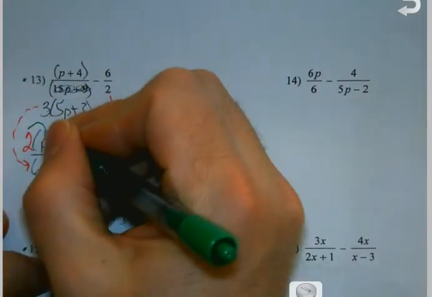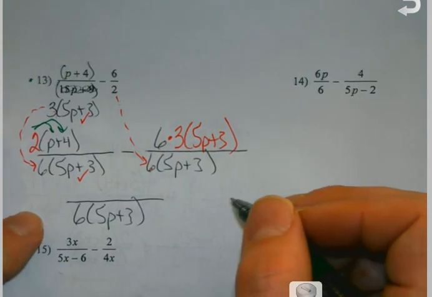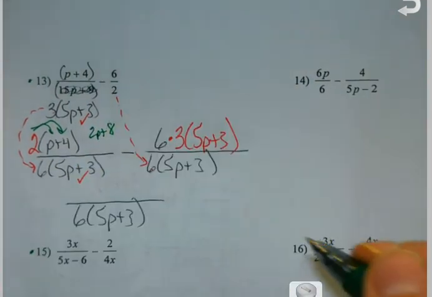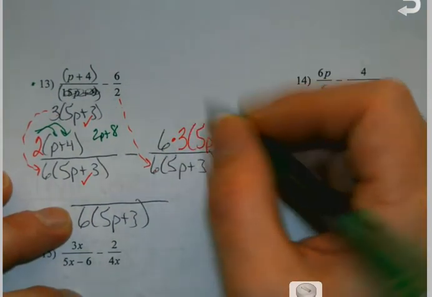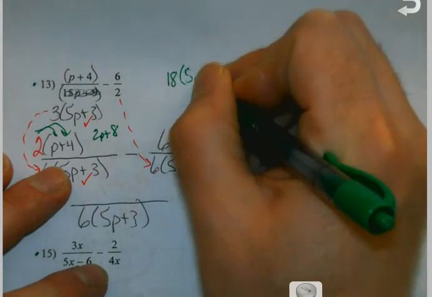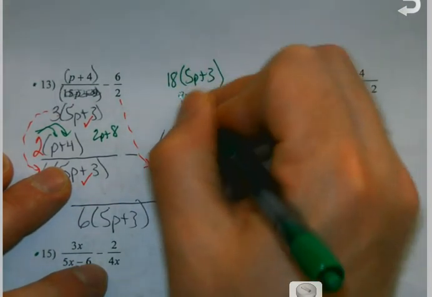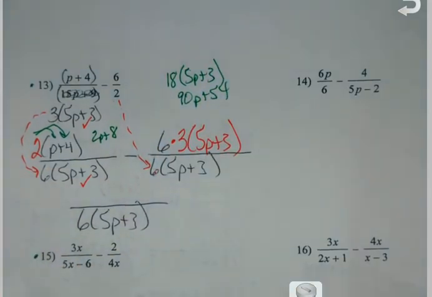So I do my distributing. Okay, so here I've got 2p plus 8. Now over here, 6 times 3 is 18. So I'm going to go ahead and I'm going to be like, okay, so 18, 5p plus 3. And I'm going to work that out. So 90p plus 54. Whew, that's a big old number, if I do say so myself.